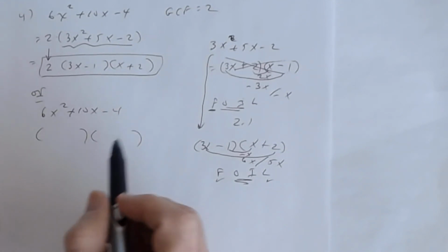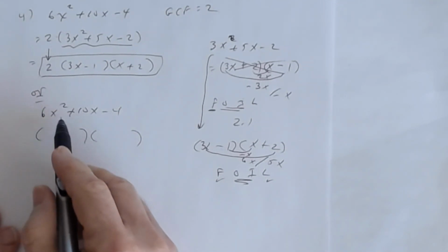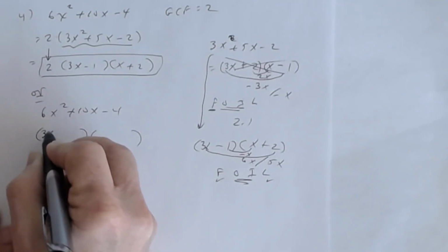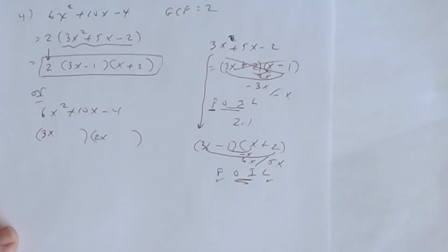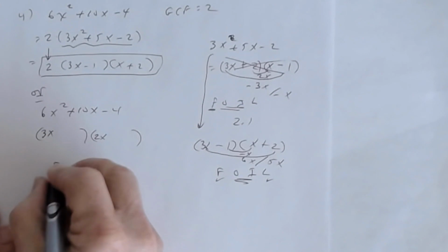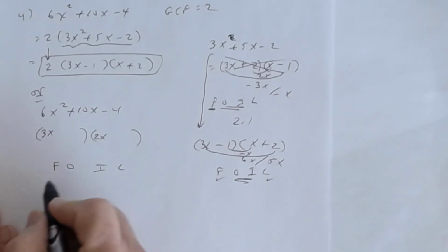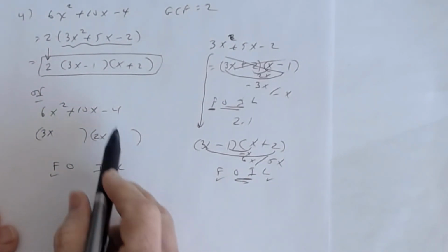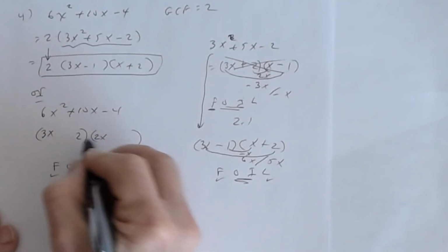So let's suppose you forgot the GCF. So let's look at 6x squared. There's 3x and 2x, right? 3x times 2x is 6x squared. So if I do reverse FOIL, the F is okay. Now the L, that's a 4. So 2 times 2 is 4.